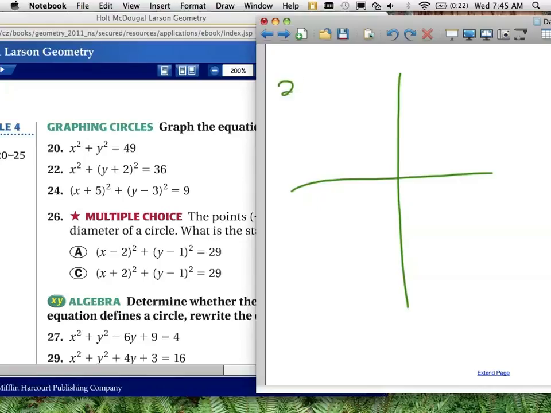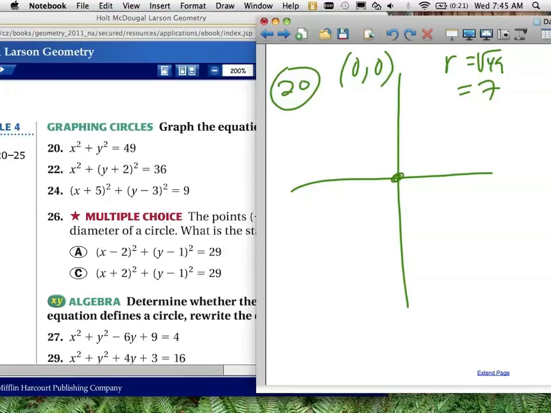So we look at this again. Graph 20. What's the center in 20? 0, 0. Why is it 0, 0? Yes, there's nothing next to x and y. Again, looking at this, what's next to x squared? Nothing. What's next to y squared? Nothing. So it's 0. And then what's the radius? 7. What's the square root of 49? 7.